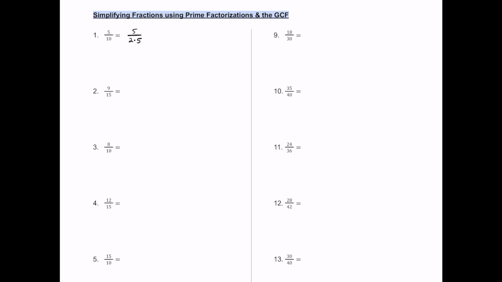So when we use these prime factorizations, we can cross off anything that matches on top and bottom because 5 over 5 is just equal to 1. And if you ever cross off everything on the top or the bottom, there's just a 1 left, so we're going to have 1/2 here. Because we crossed off a 5 on top and bottom, technically the GCF here was 5 between the top and the bottom.